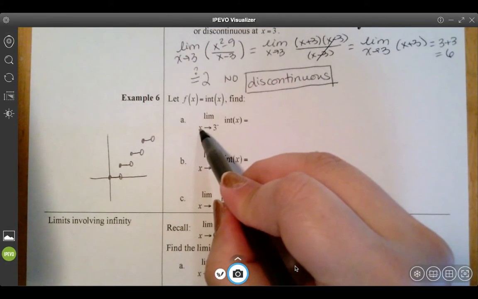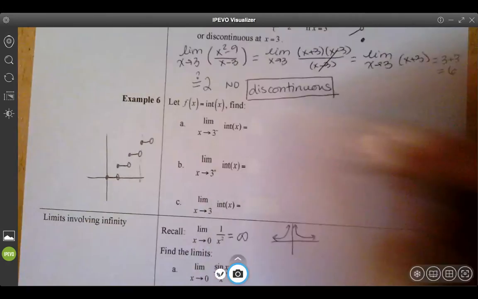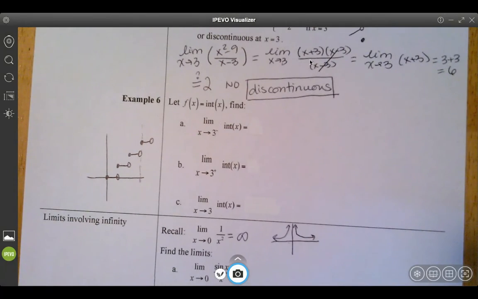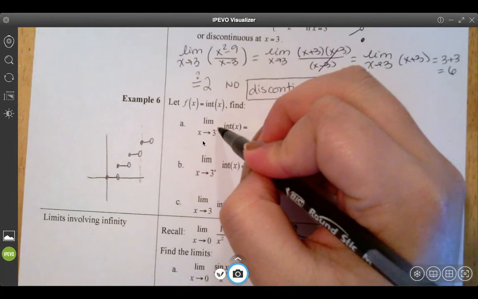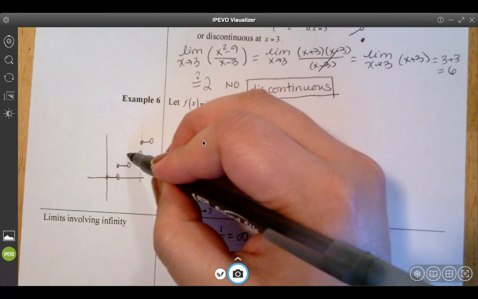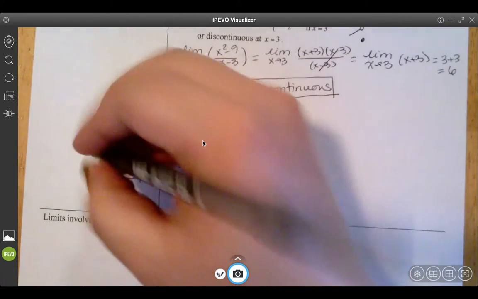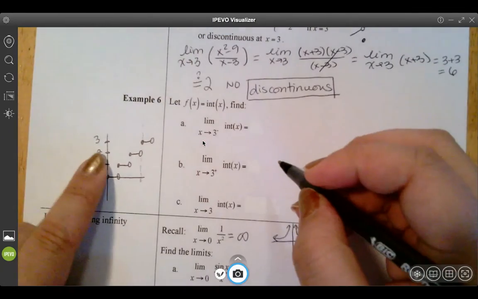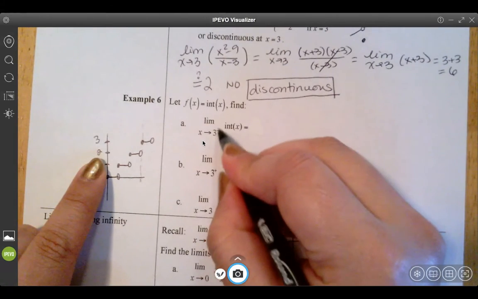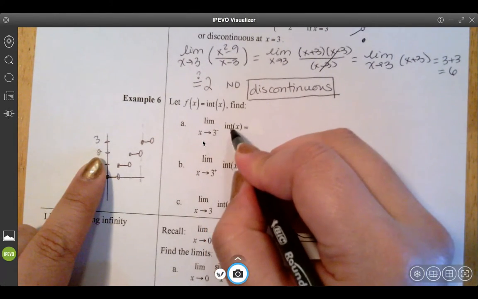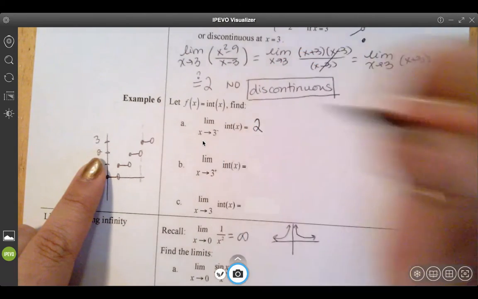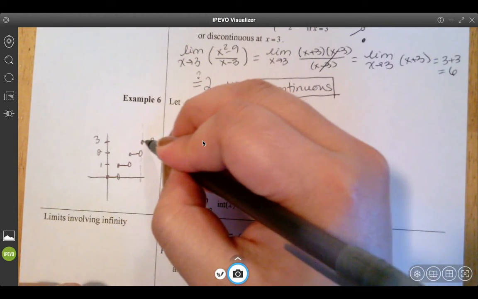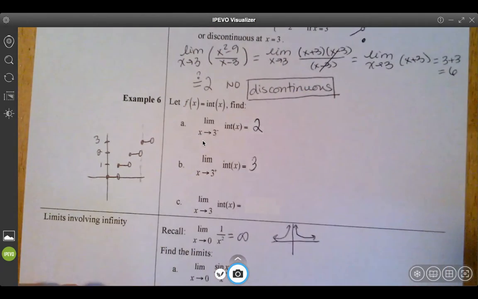So we want to know the limit as x approaches 3 from the left. So we're looking when x is 3, and we want to look to the left. So the limit as x is approaching 3 from the left is going to be this value, 0, 1, 2, 3. So anything really close but less than 3 has an int x value of 2. From the right, our function value is 3.